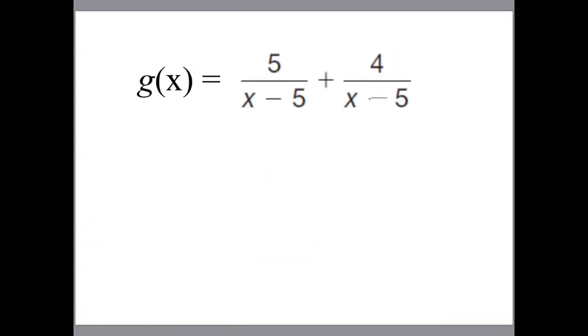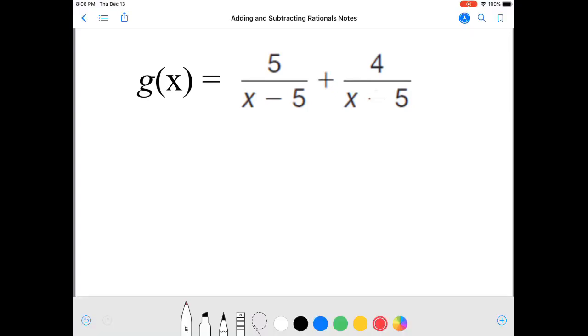For this next problem, we have a common denominator, but notice that that denominator is made up of a binomial instead of a whole number. So luckily, the ease of having a common denominator isn't going to change just because our denominator is a binomial. So we're going to keep x minus 5 as our denominator in our answer.